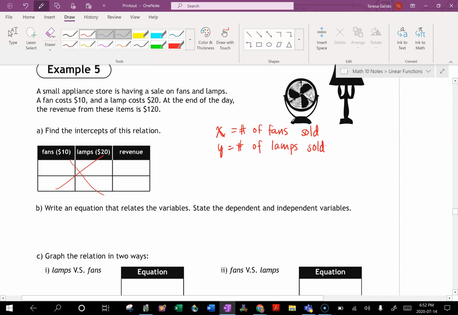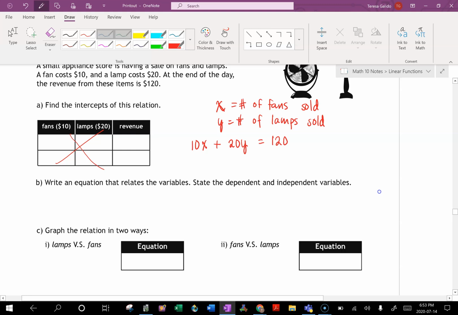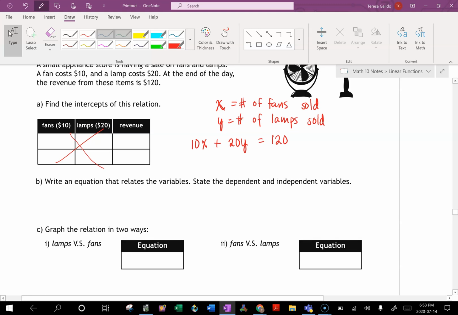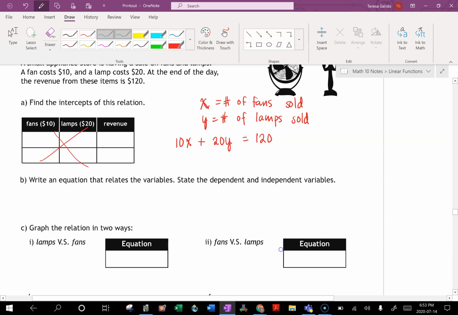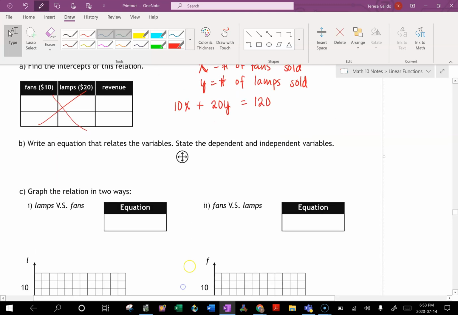the revenue or the sales would be equal to 10 times the number of fans sold plus 20 times the number of lamps sold is actually equal to $120. So 10x tells us we sold x fans for $10 each. We sold y lamps for $20 each. At the end, we added all of those sold items, and that equals $120. So there's no dependent and independent variable here. Our equation now would be 10x plus 20y is equal to 120.